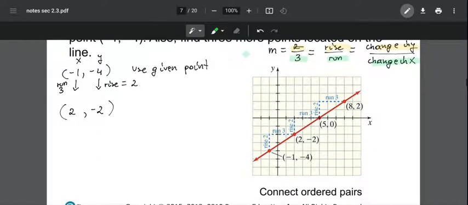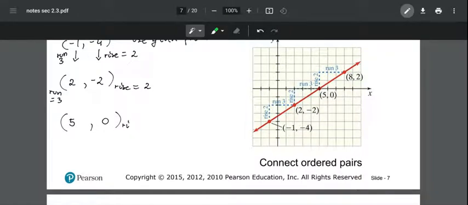I continue. I need to find 2 more points. The same thing: rise is 2, run is 3. To find the next point, we have 2 plus 3, which gives us 5, and rise is 2, so we have negative 2 plus 2, which gives us 0. And again, one more time, rise is 2 and run is 3. To find an additional point, we have 5 plus 3, which is 8, and 0 plus 2 gives us 2.